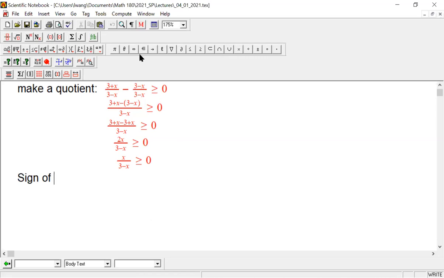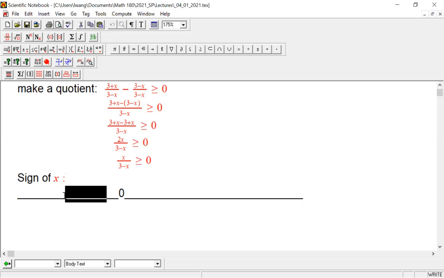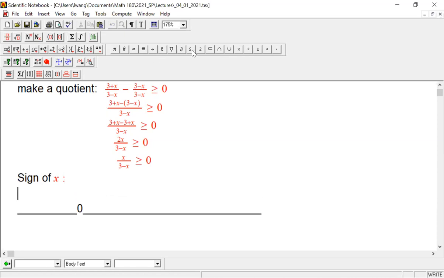Okay, the sign of x. What is the sign of x, right? It's just one single number. That's easy. It changes sign at 0. So when x is negative, the sign of x is negative. x less than 0 is negative. When x is 0, it is 0. When x is positive, it's positive, right? It's very simple. Do you follow me?